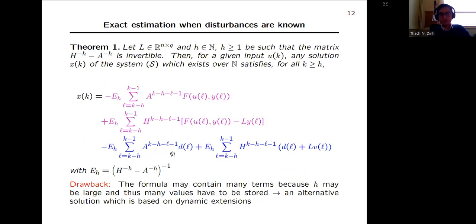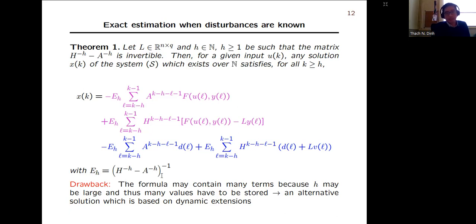And this one is the first theorem. We just suppose that we have S such that the matrix A to the power S minus A to the power minus S is invertible. Then we can always compute the state xk by multiplying both sides by ES, with ES defined as the inverse of the matrix A to the power S minus A to the power minus S. So what is the drawback here?